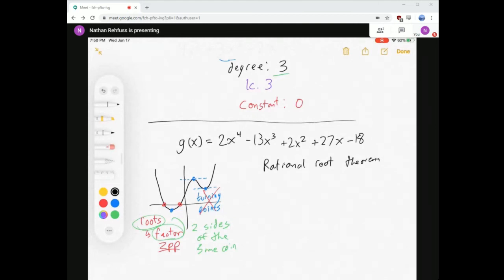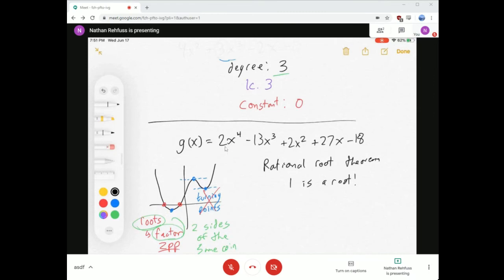Like for example, for this polynomial, there's about 20 different rational roots we could have, but no more. So I would go through that list and try different roots until I find out, turns out 1 is a root. One is a root, because if I plug 1 in, all the x parts are just 1. 1 to the 4th is 1, so that'd be 2 minus 13 plus 2 plus 27 minus 18, and that's 0, so 1 is a root.